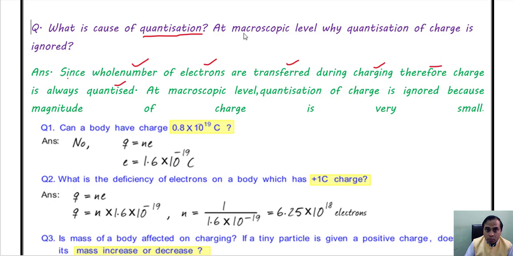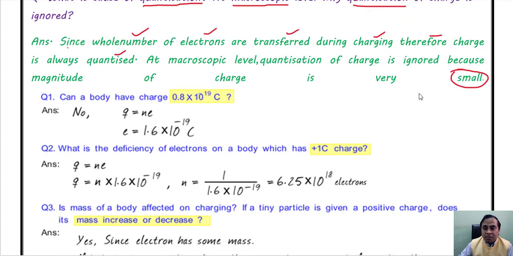Now look at the next part. At the macroscopic level, why is quantization of charge ignored? Macroscopic level means at a very large level. Why is quantization ignored? Because you are counting how many electrons have gone, and an electron has a very small amount of charge. Because the amount of charge possessed by one electron is very small, that's the reason it is ignored. So at a large scale, it doesn't matter that 1.6 into 10 to the power minus 19 coulomb, such a small charge, is going to matter.